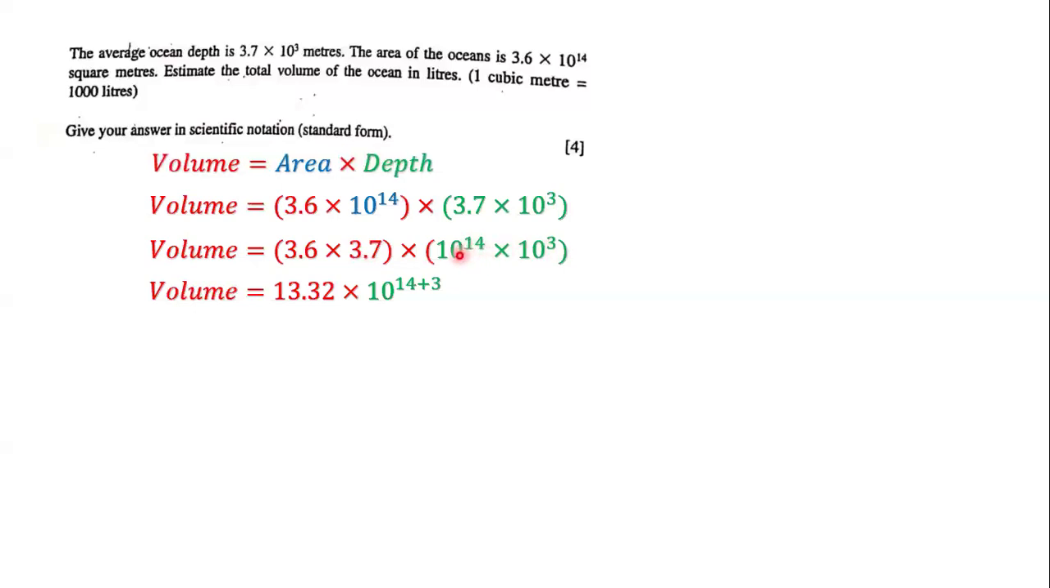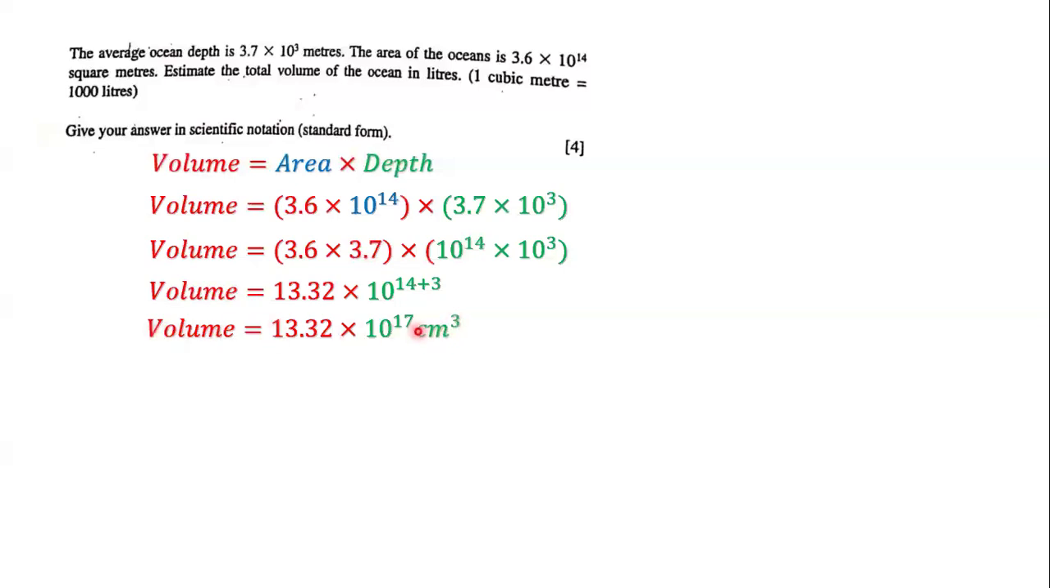And whenever you have two terms that have the same base and you're multiplying them, you have to add the powers. And so we have 10 to the power of 14 plus 3. So we have 13.32 times 10 to the power of 14 plus 3. What is 14 plus 3? Well, 14 plus 3 is 17. So the volume is equal to 13.32 times 10 to the power of 17 cubic meters.